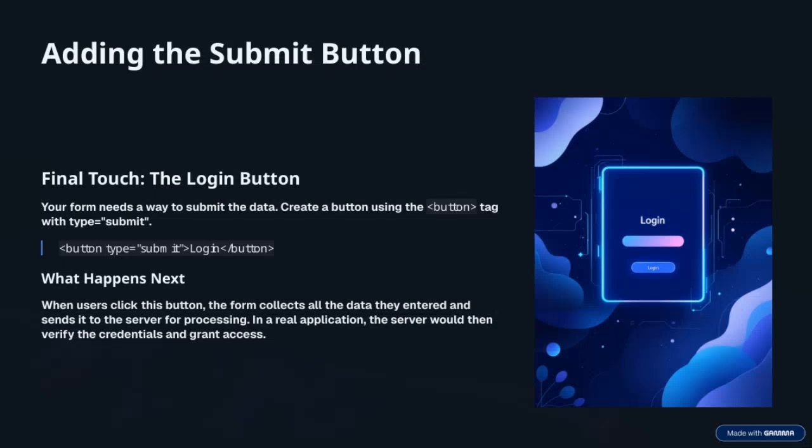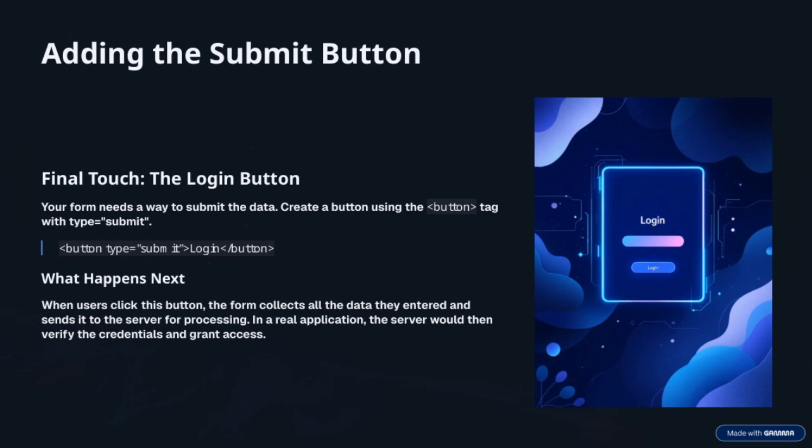Now, when users click this button, the form collects all the data they've entered and sends it to the server for processing. In a real-world application, that's where the server would verify the credentials, checking if the username and password are correct, and then grant access accordingly. It's like a gatekeeper process that ensures only authorized users get in. This step is crucial because it connects the user interface to the backend logic, making the login process functional.